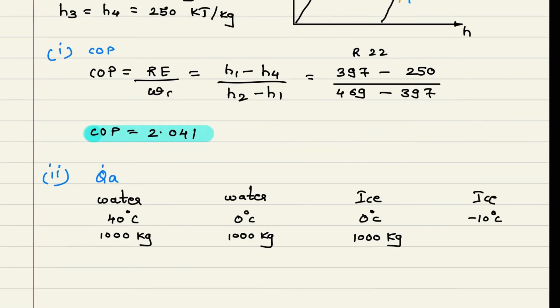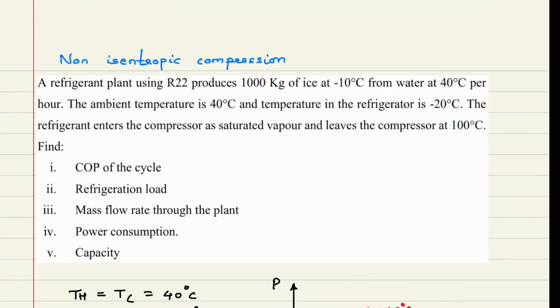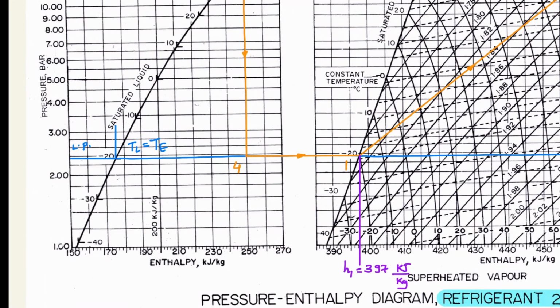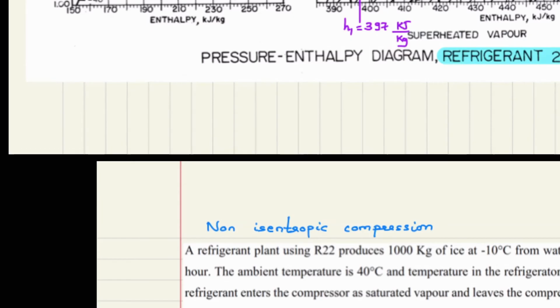Be careful. Here the refrigerator temperature is minus 20, meaning the evaporator temperature is minus 20, but the ice temperature is minus 10. Why? Because with minus 20 evaporator temperature, we can get higher temperature ice, right? It is minus 10. You cannot use minus 20 to get minus 30 ice. The system should be at a lower temperature as compared to the ice temperature. That is why the data is like this.